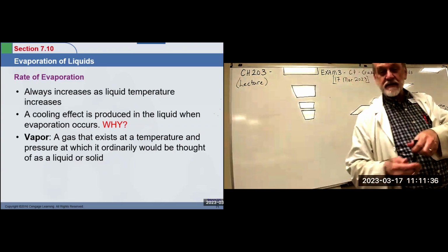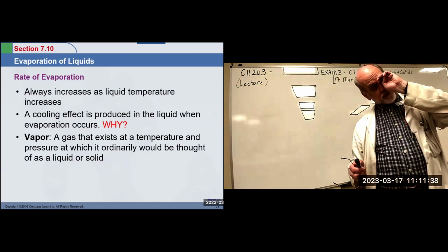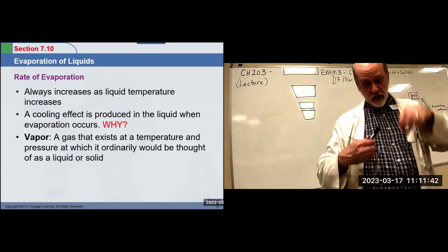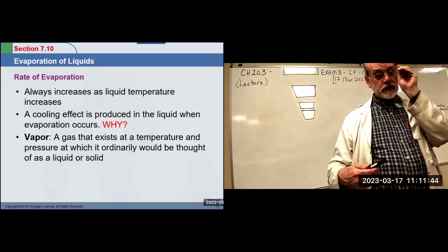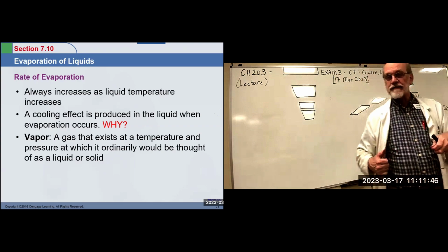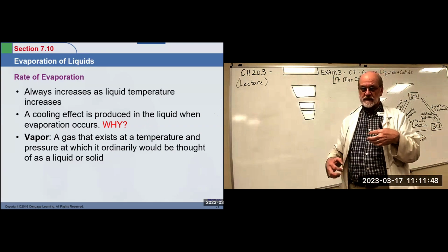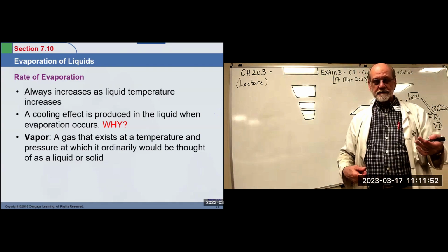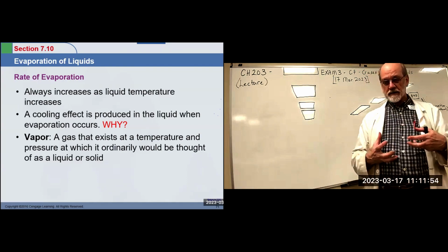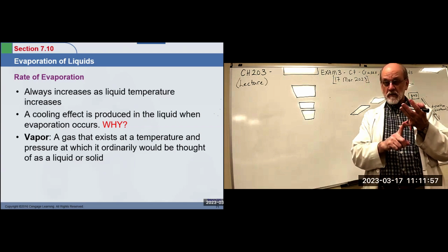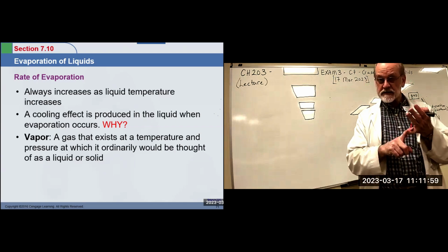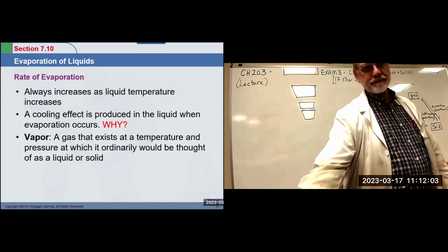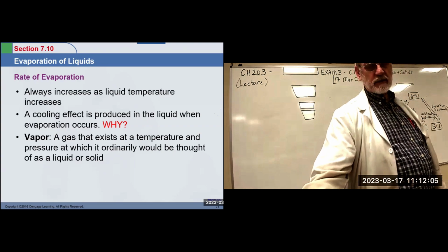This gas phase is often referred to as a vapor. And the reason we want to identify that term is because we're going to discuss a physical property of gases. Different gases exert different vapor pressures in a closed container based upon what liquid it is that is evaporating and the temperature. So we'll come back to that term.